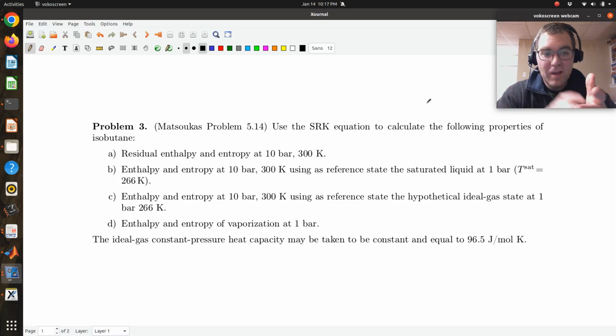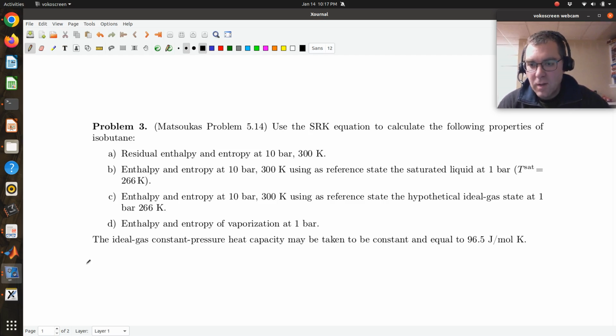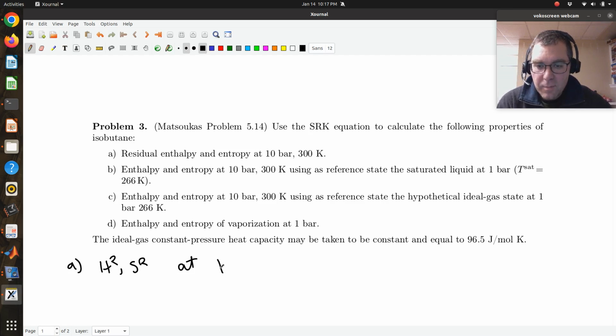All right, let's take a look at problem 3 or example 3 from chapter 5. So use the SRK equation to calculate the following properties of isobutane. And so we'll just take it one at a time. In A, we're asked to calculate the residual enthalpy and entropy at a pressure of 10 bar and a temperature of 300 Kelvin.